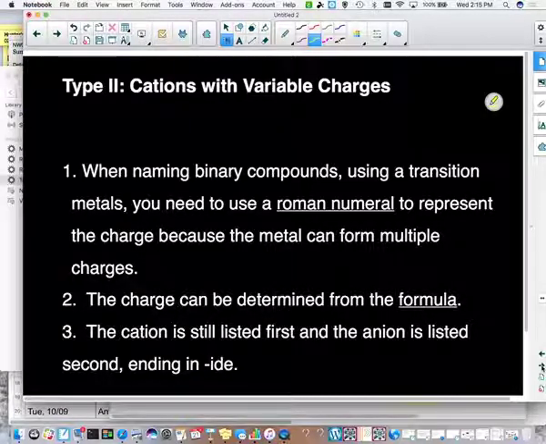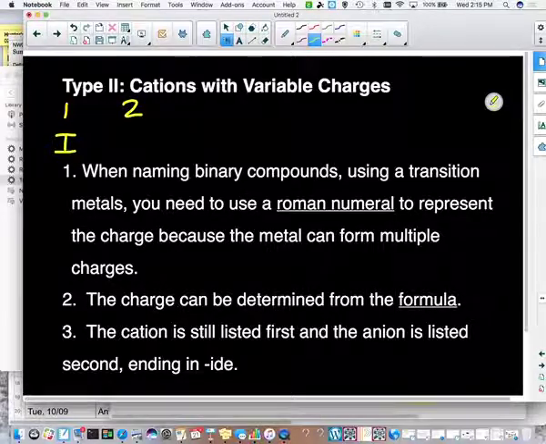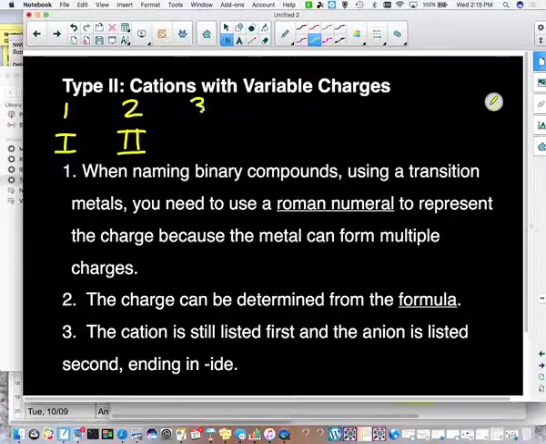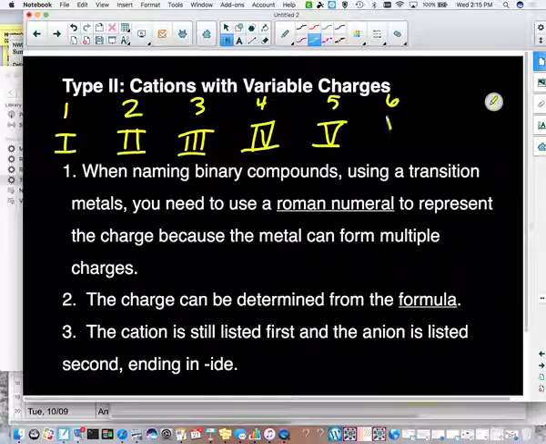So do you guys remember the Roman numerals? All right, what's the Roman numeral for 1? It's just an I. What's the Roman numeral for 2? It's 2 I's. 3 I's. 4 is IV. 5 is V. And then 6, VI. We will never go above that, but yeah, VII, and then IX.